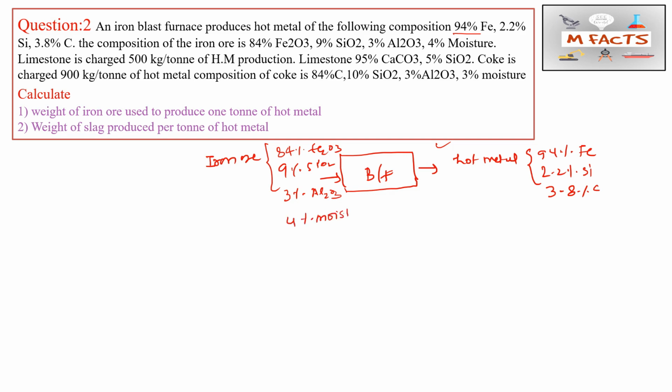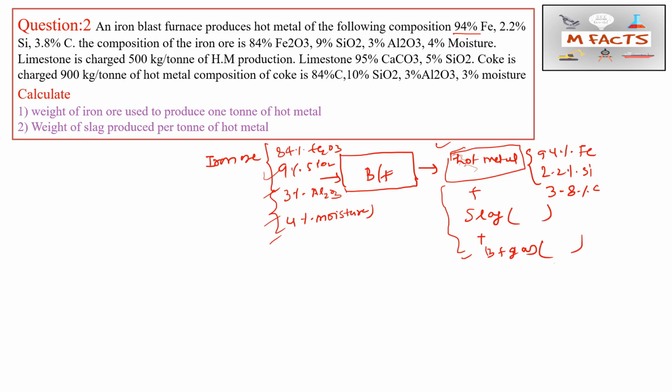While writing these things, we should also understand which compound will go into which products. So we know the products of the blast furnace: one is the hot metal, I think this is the common thing, and the other product is slag, and the other is blast furnace gas. So these are the three products which are generally produced by the blast furnace. Okay, so the hot metal contents they have given, but the slag and the blast furnace gas they did not ask about till now. We will see further whether they ask or not.